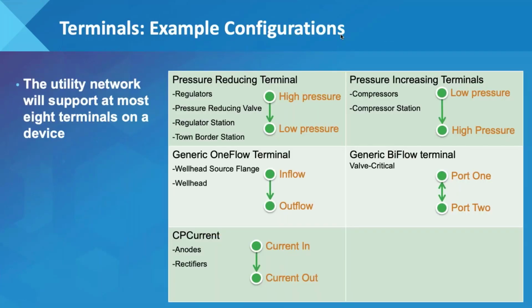So here's a couple examples of what those terminal configurations might look like. For example, on regulators or reducing pressure valves, I might have a high pressure going to a low pressure. Sometimes I have generic flow, so the product can flow in and out. So like a wellhead source flange has an inflow and an outflow to it. Some things like isolation valves can flow bidirectionally, right? So it has two generic ports that allow me to define which way the product flows, or pressure increasing terminals like compressors and pumps going from low pressure to high pressure.